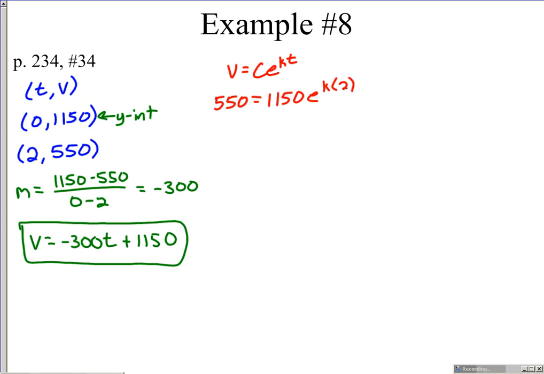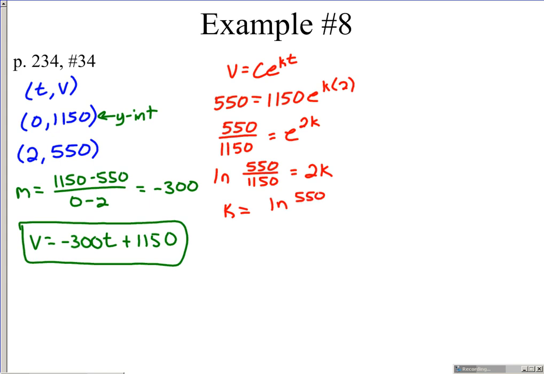So now we're looking at this equation that we need to solve for k. 550 over 1150 equals e to the 2k. Take the natural log of both sides. K is equal to the natural log of 550 over 1150, all divided by 2. Plug that into your calculator.